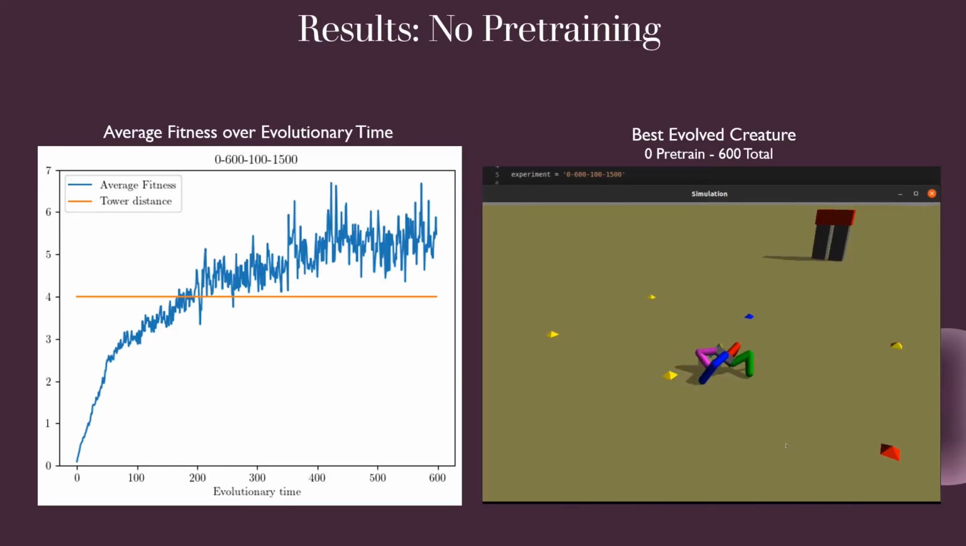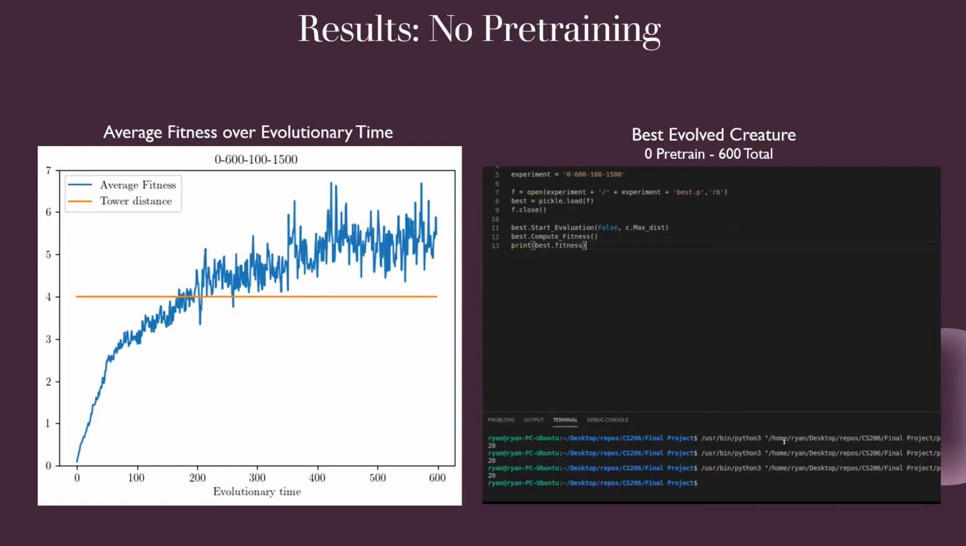This is the result with no pre-training at all. We can see this because the tower stays at a constant distance, which is 4 units away from the origin, over the entire course of evolution. It took about 150 generations for the robot to actually destroy the tower, and we can see that each robot was evaluated for 1,500 time steps, and there are 100 robots in each generation. And we can see that the robot eventually does go and destroy the tower, just as the goal was tasked.